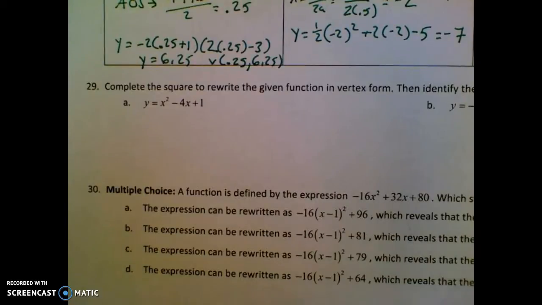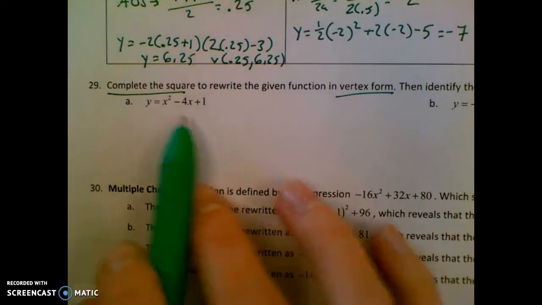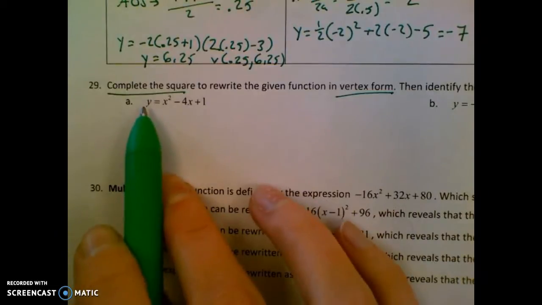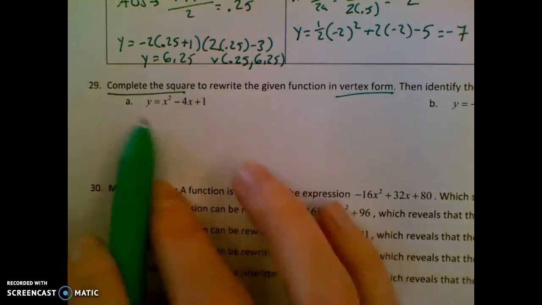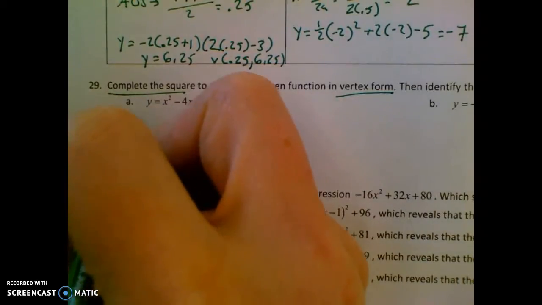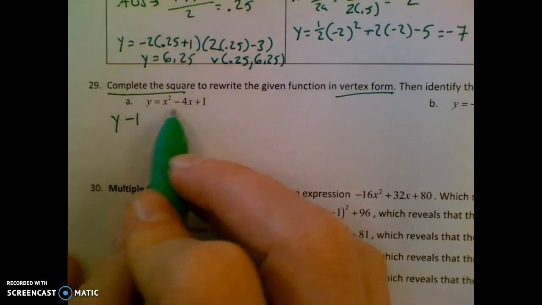Question 29 says we must complete the square to rewrite the function in vertex form, and I've got to identify a max or a min value. So to complete the square, when you have a y included, you just leave that y there. So I'm still going to get x squared and x by itself, so I'm going to move that 1 over. So I'm going to have y minus 1. And then it's already going to be ready to go because it's got x squared and just x.